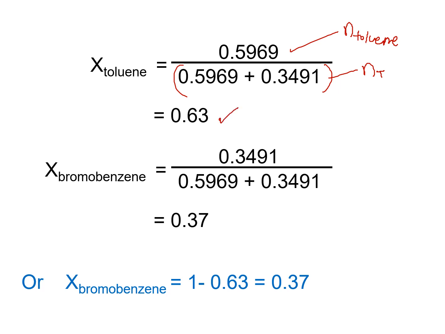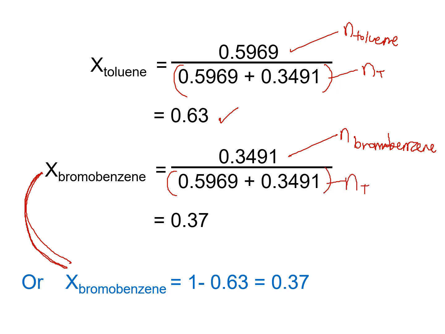Okay, nak kira mole fraction of bromobenzene ada dua cara. Sama ada you guna cara yang panjang, which is mole fraction of bromobenzene, you masukkan number of mole of bromobenzene and then you kira balik total number of mole untuk kedua-dua komponen and you dapat 0.37.